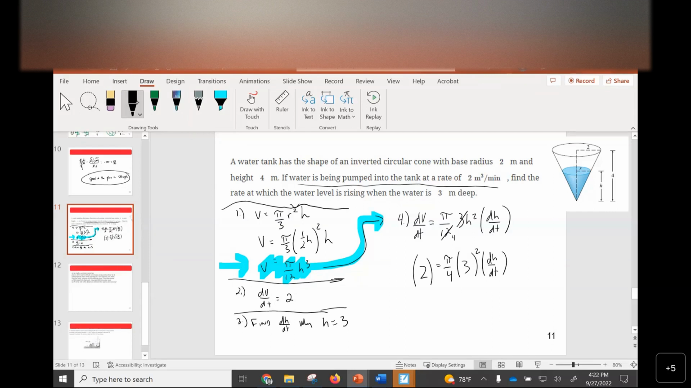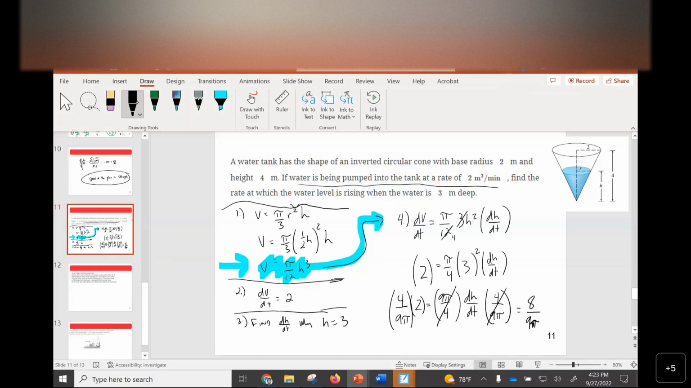Who's got questions? Now we got to solve that thing for dH/dt. I like the exact answers. You guys got pi's in your denominator. That's good. So I got 2 equals 9 pi over 4 times dH/dt. And I got to divide by 9 pi over 4 or multiply by 4 over 9 pi. And I get 8 over 9 pi. And then I need my units. Go ahead, Lindy.